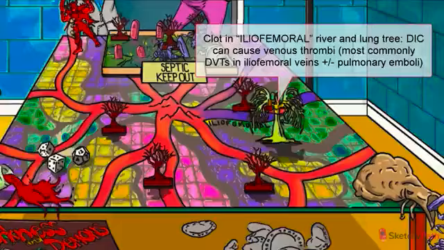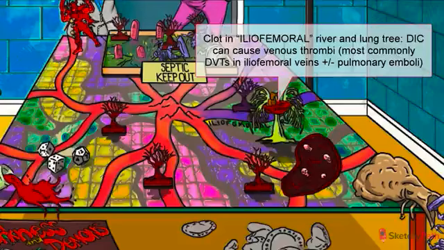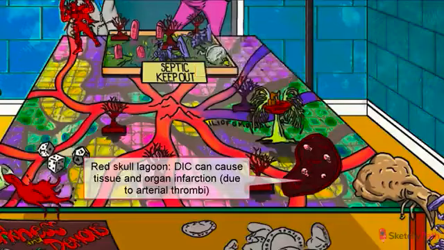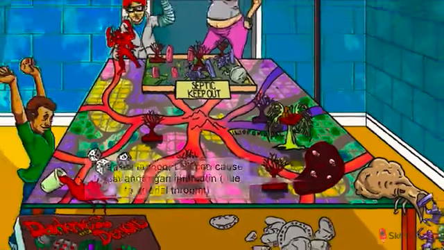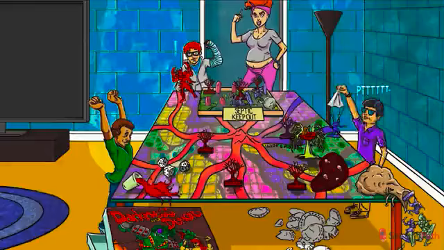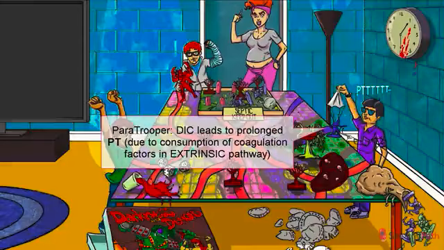But when it happens, thrombosis can occur in the venous or arterial systems. This includes venous thrombi, such as DVTs, classically in the iliofemoral venous system, with or without pulmonary emboli. On the arterial side, be wary of thrombi leading to tissue and organ infarction, embodied by the ominous necrotic-looking, what is that? Some kind of skull lagoon? So, yeah, lots of clotting and bleeding and revisionist medieval role-playing. How does this all show up on labs?